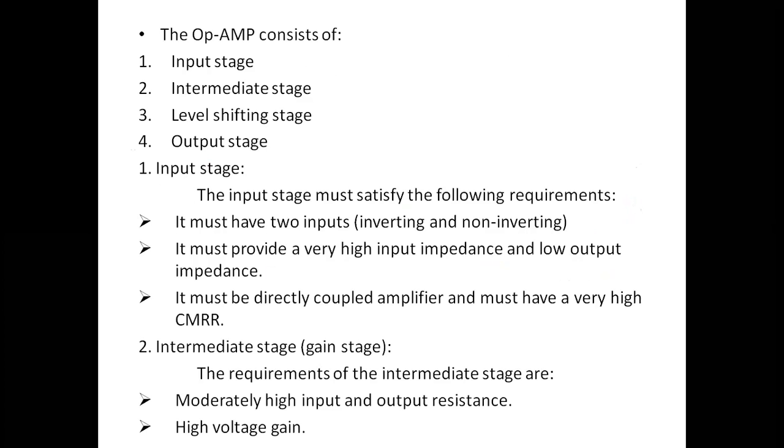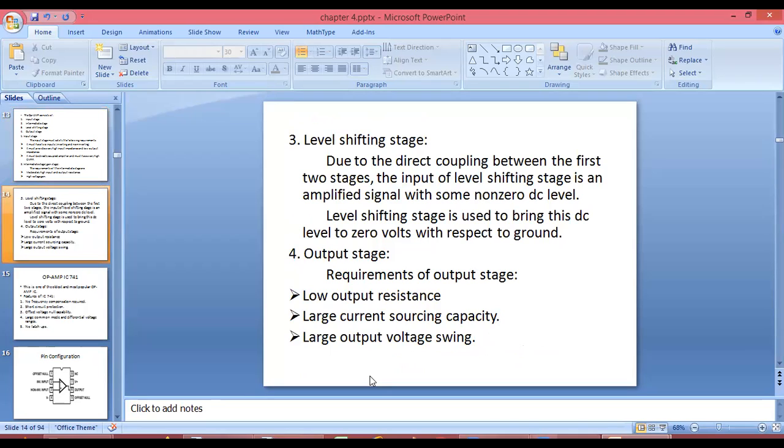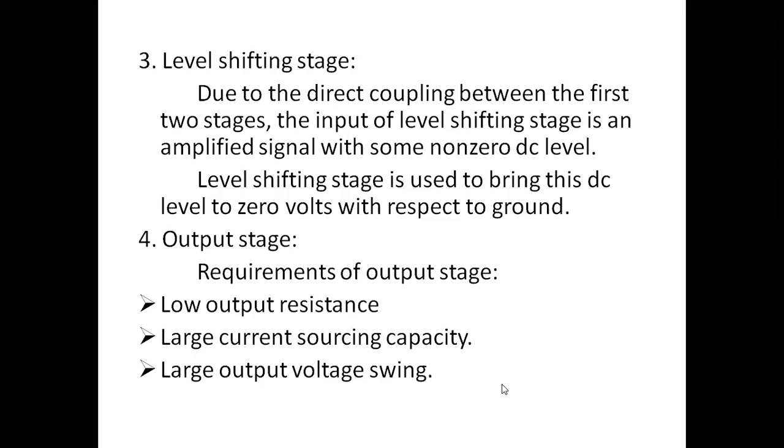The output of input stage we are giving to the intermediate stage. So here the requirements of intermediate stage are as follows. It will require moderately high input and output resistance. In the first stage we said we will require higher input resistance but output is low. But here we are saying we will require moderately high input and the output resistance also. Here we will require higher voltage gain. Here we can use dual input unbalanced output differential amplifier, and the output of intermediate stage we are supposed to give to the level shifting stage.